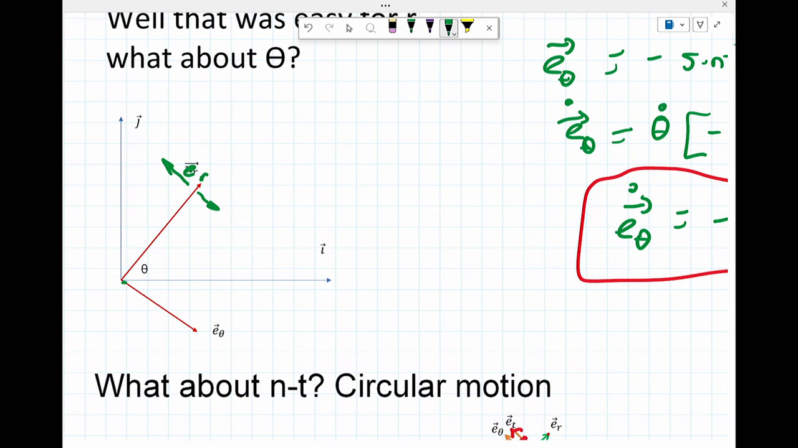Wait, no, I'm a bit confused about the right-hand rule. If we use the right-hand rule, shouldn't E theta be going this way? Oh, okay, I just chose one direction for motion. So motion is going to sort of determine E sub theta. Yeah. But E sub theta here probably should have been put the other way around. Yes, you're right, I should have put it the other way around. Any other questions on that? I'll have to take another look at this.